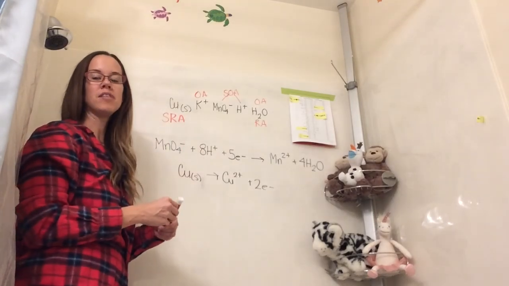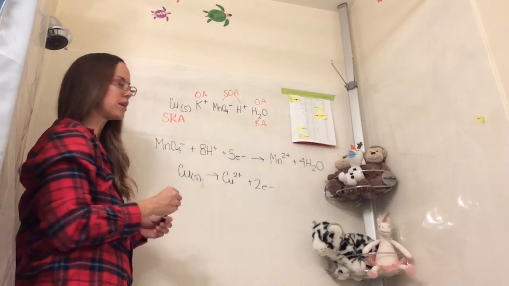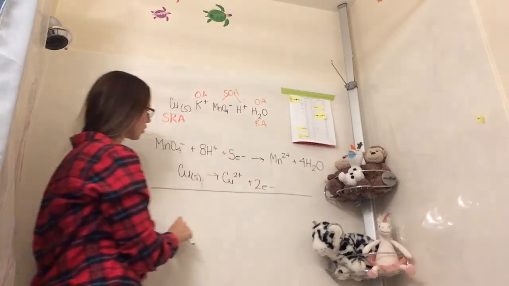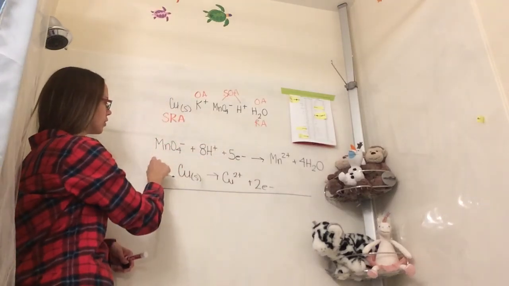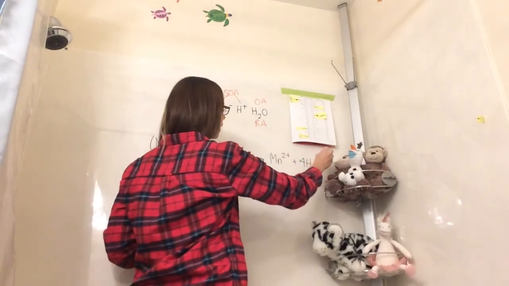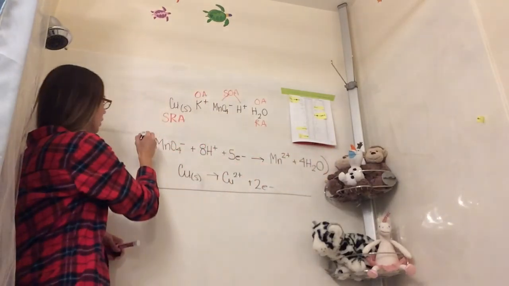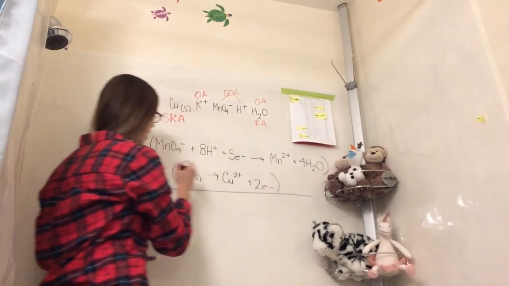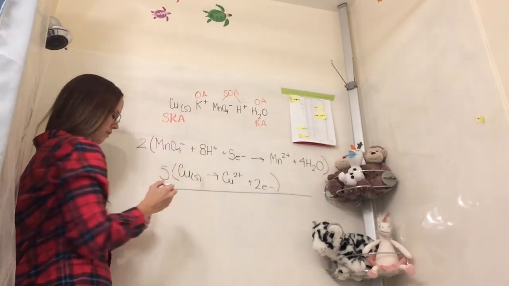The next step is to balance the electrons and then add them together. So here we can see we've got 2 electrons for copper and 5 electrons for our permanganate ion. To make our electrons match, we want 10 electrons. We're going to multiply this by 2, and we're going to multiply our copper one by 5.